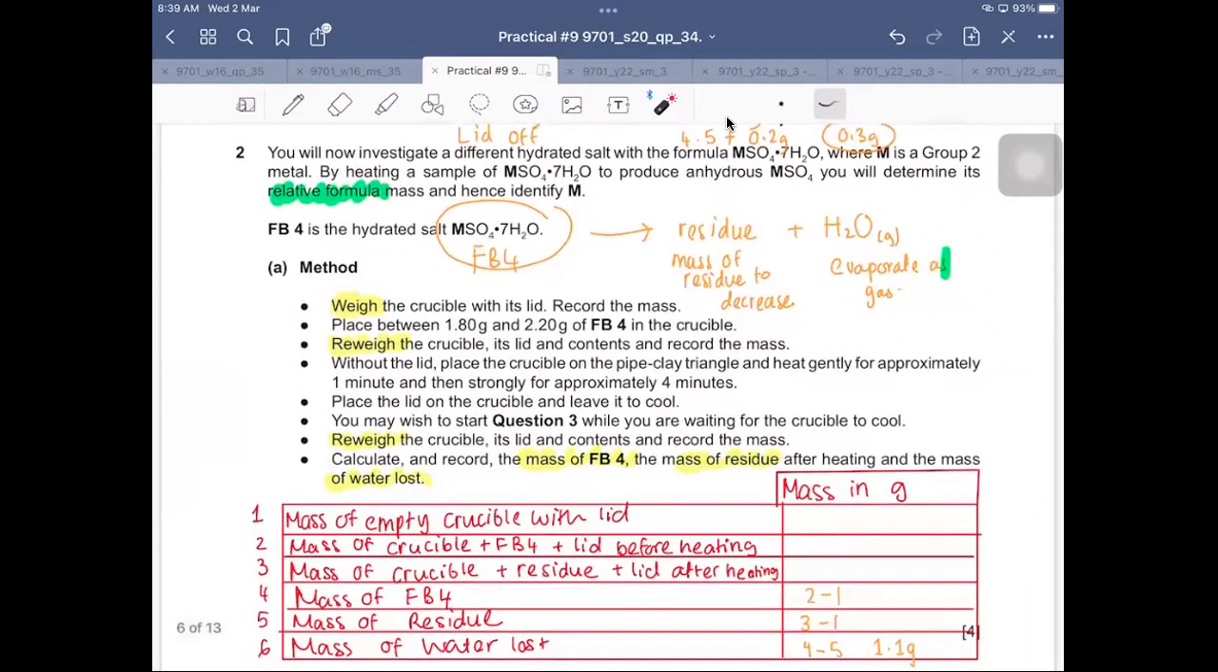Units, axis, don't forget to label your axis if there is a graph. What else? Enthalpy change, but I don't think there will be enthalpy change. If there's enthalpy change, MC delta T. Okay? If there's heating of solid, it will be mass.